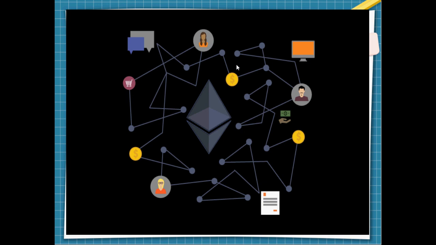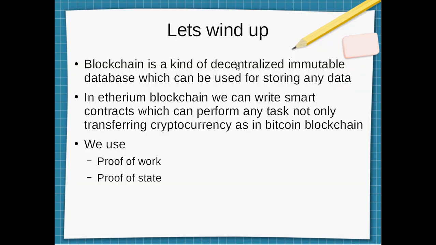So let's just wind up all the things that we have studied today. We have studied that blockchain is a kind of decentralized, immutable database which can be used for storing any data. In the Ethereum blockchain, we can write smart contracts which can perform any task, not only transferring cryptocurrency as in the Bitcoin blockchain. And we use proof of work or proof of stake as our consensus algorithm.